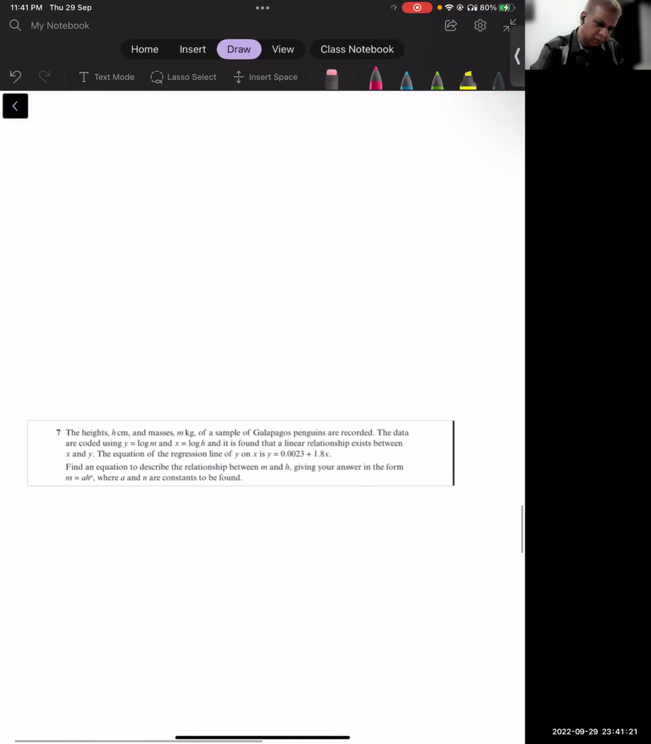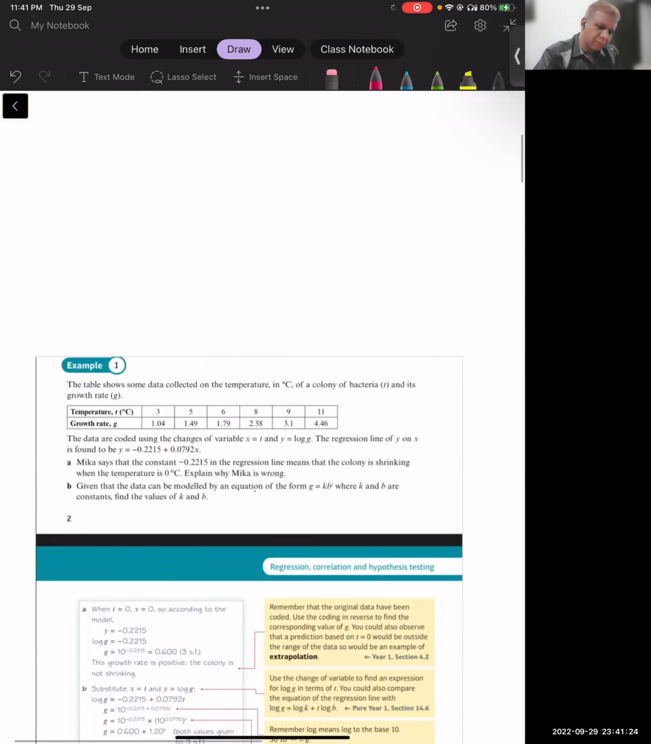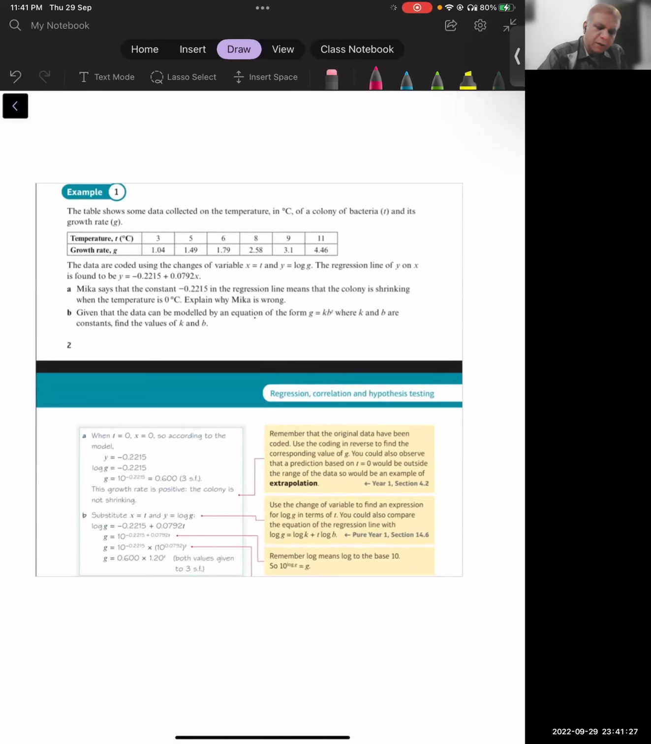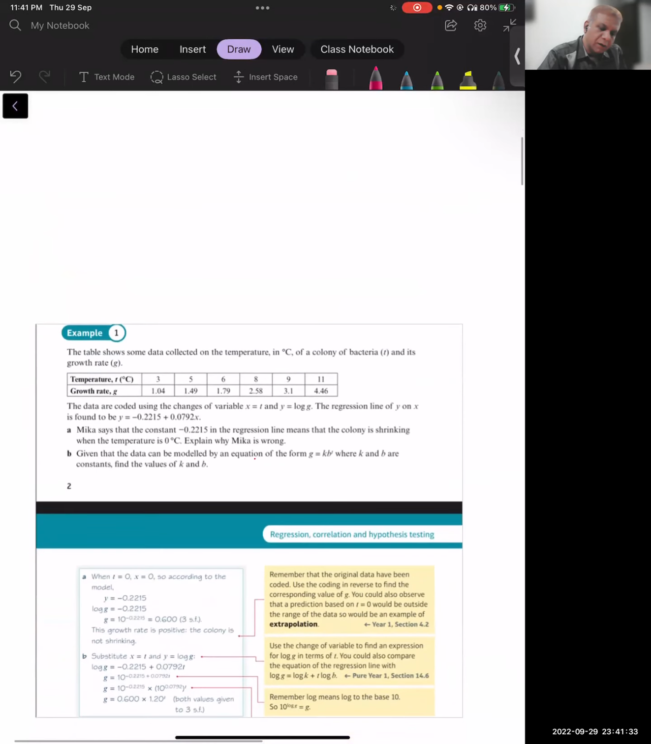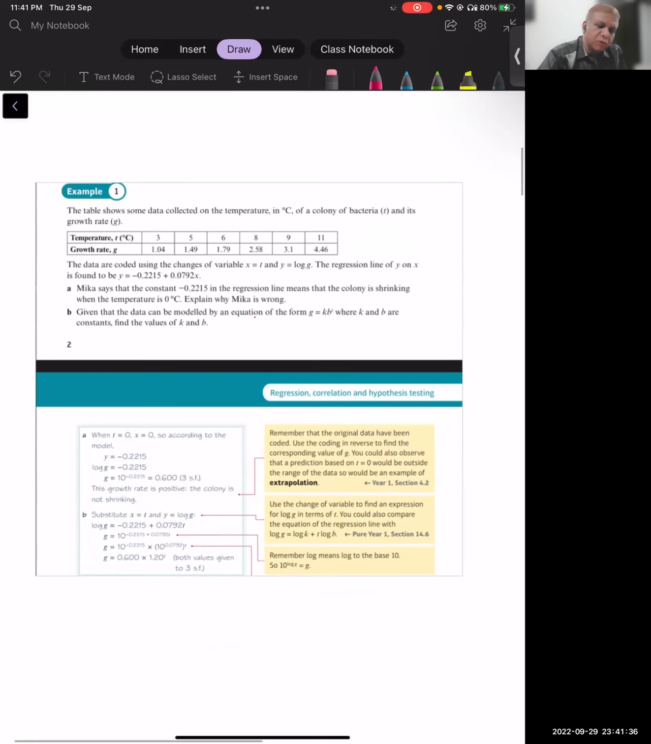Come to this. This is a question of your book. Today we are going to start this question. This table shows the data collected on temperature in degrees C of a colony of bacteria and its growth rate. That means at what rate the bacteria is growing. Temperature is given as 3, 5, 6, 8, 9, 11. The growth rate is 1.04, 1.49, 1.79, 2.58, 3.1, and 4.46.